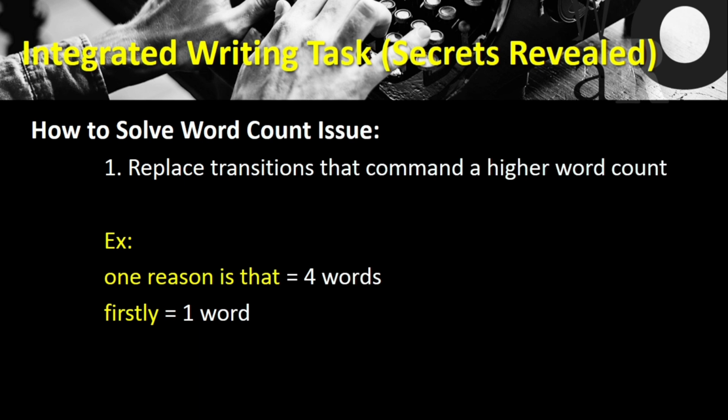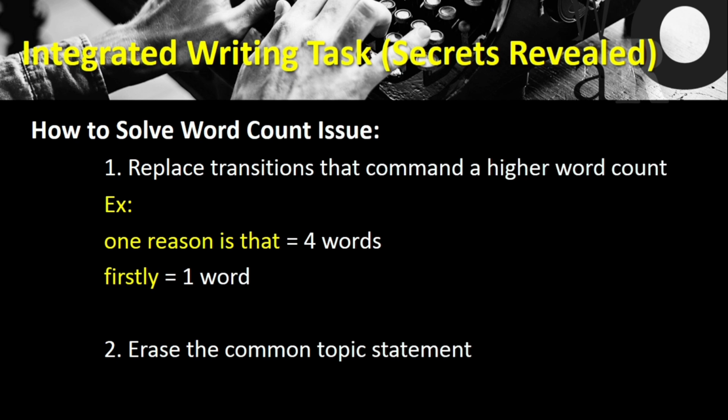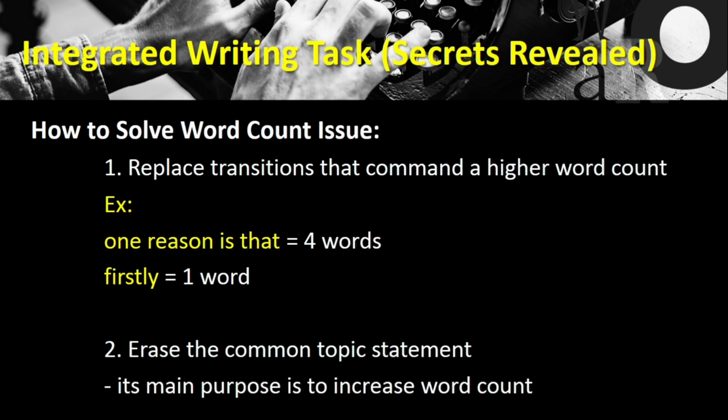But what if after replacing expressions with shorter ones, I still have an issue with word count? Well, if this is the case, try to sacrifice the common topic statement. Remember that its primary function is to increase your word count and that the other is just to add flavor to your response. So in a situation where you need to cut down your words, by all means erase it. Don't worry, because doing so won't harm the quality of your response.